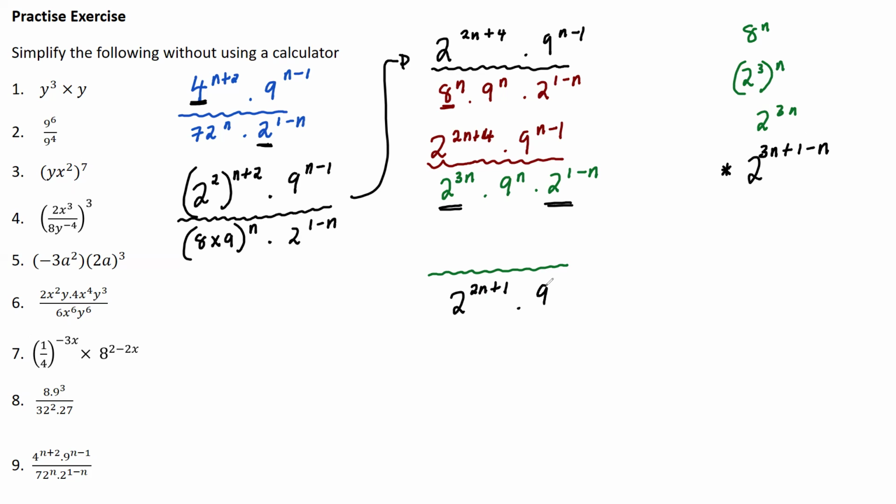And I still have my 9 to the power n at the bottom, my 2 to the power 2n plus 4 at the top, and my 9 to the power n minus 1. So we're now at a point where the bases look the same, at least top and bottom. If the bases are the same and there's division, it's top power minus bottom power. So this becomes 2 to the power 2n plus 4 minus the bottom power.